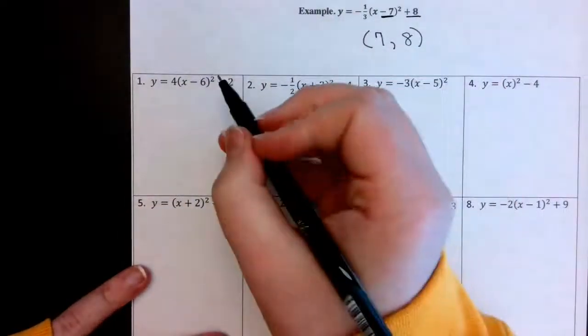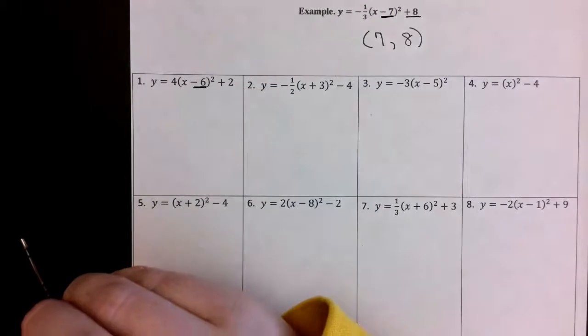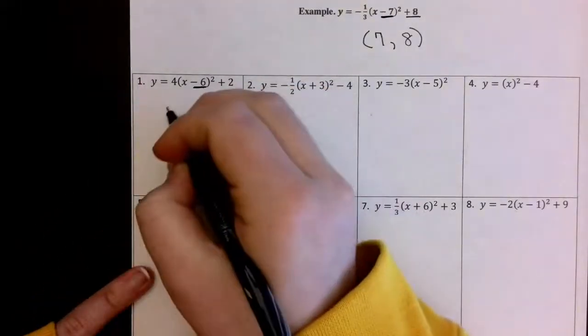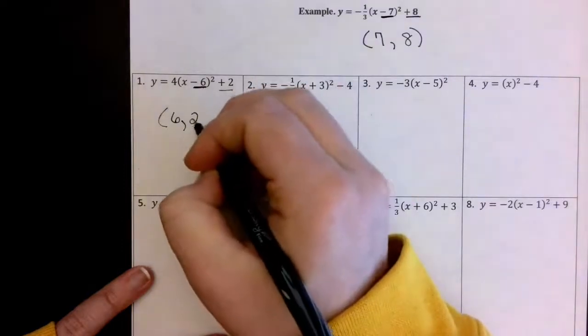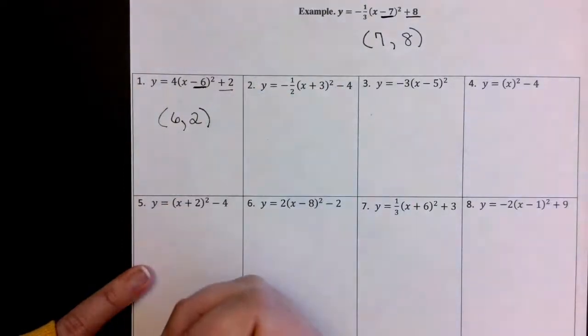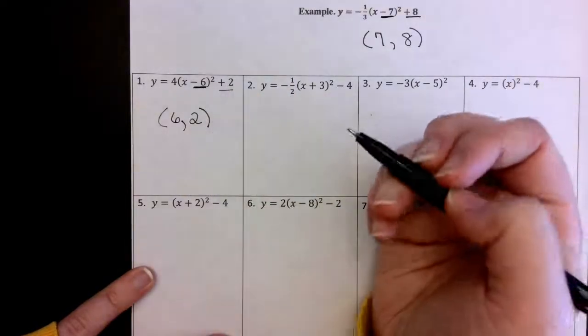Now let's look at a couple more. Here, my vertex, the h is always in parentheses with the x. Since that's a negative 6, it becomes a positive 6. And then my k is always the plus or minus outside. So (6, 2). My k never changes sign. It stays a positive or it stays a negative.